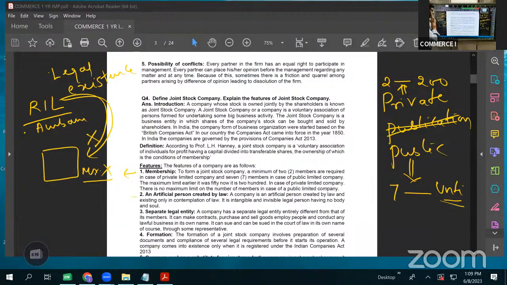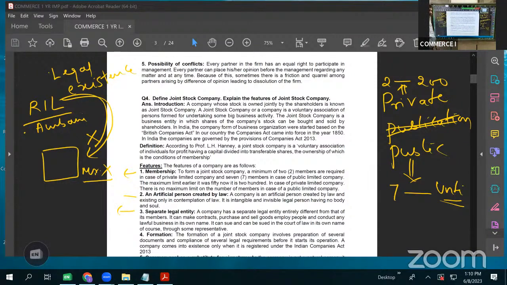Second feature is artificial person created by law. Just now I told you, what is a company? It's an artificial person created by law. That is, it exists only in the eyes of law. Does it exist naturally like me? I'm a natural person. I have physical existence. I do exist naturally. I move here, I move there. Can a company have such existence or activity? Answer is no. It is created only for legal purpose. And as such, we say that a company is an artificial person created by law.